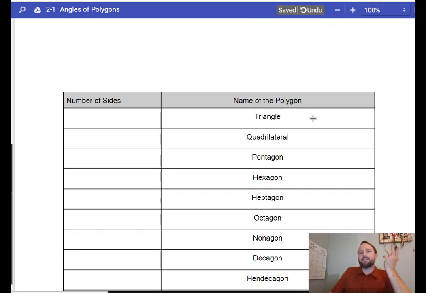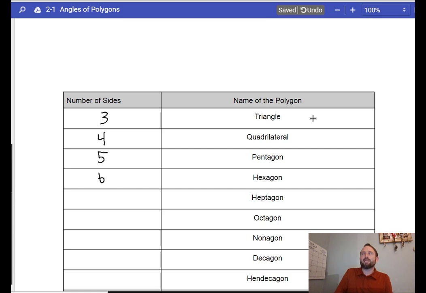So now we're going to talk about the number of sides. If the name is triangle, we're going to put 3. Now it's a quadrilateral, and it has 4 sides. There's a big building called the Pentagon near the nation's capital. It's in Virginia. The Pentagon has 5 sides. Now a hexagon has 6 sides.